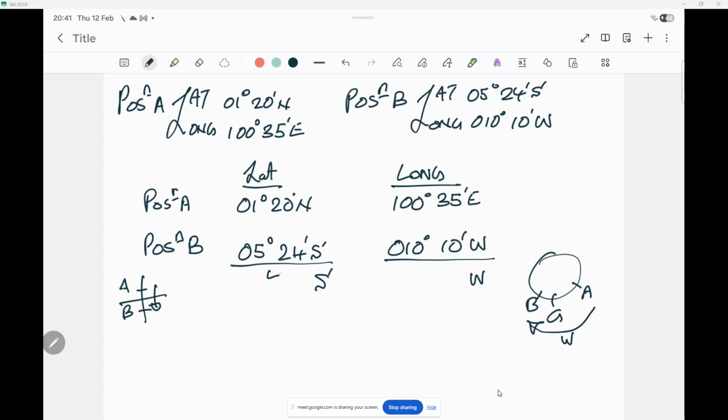I will be straight away writing the minutes, right? So let's double check whether it is correct or not. 404, yeah, 404. Right.